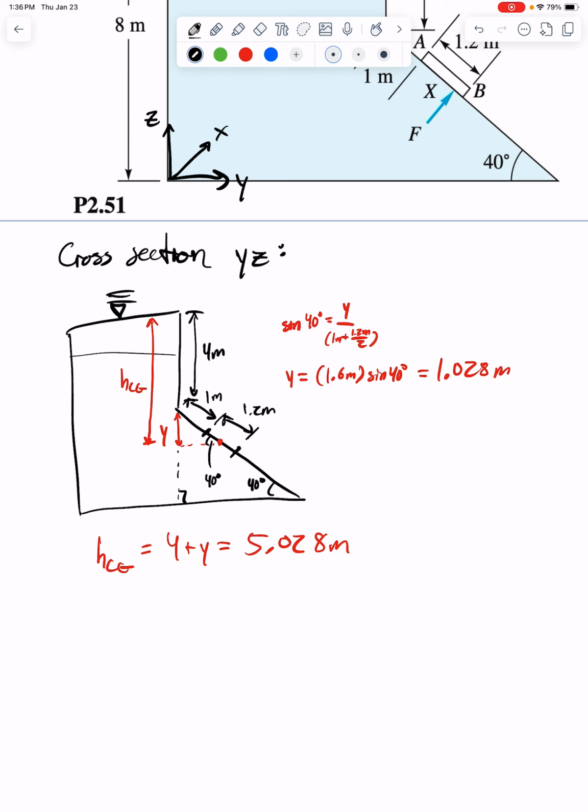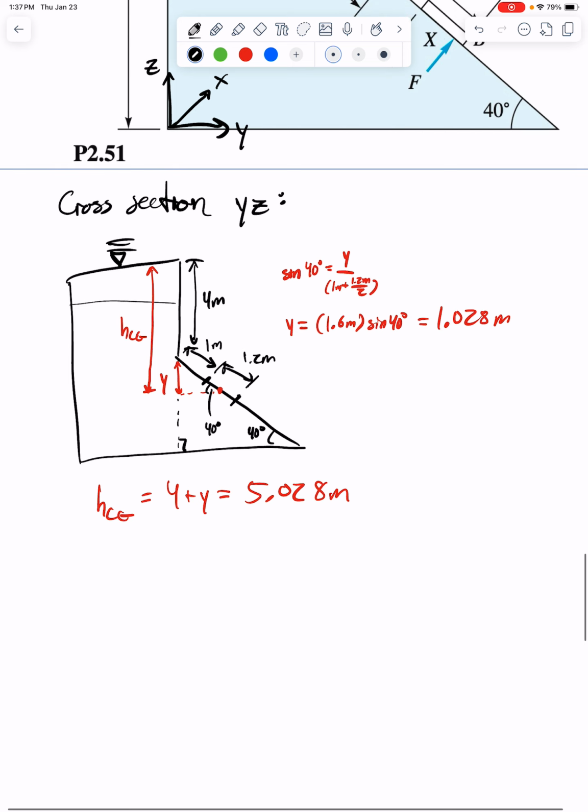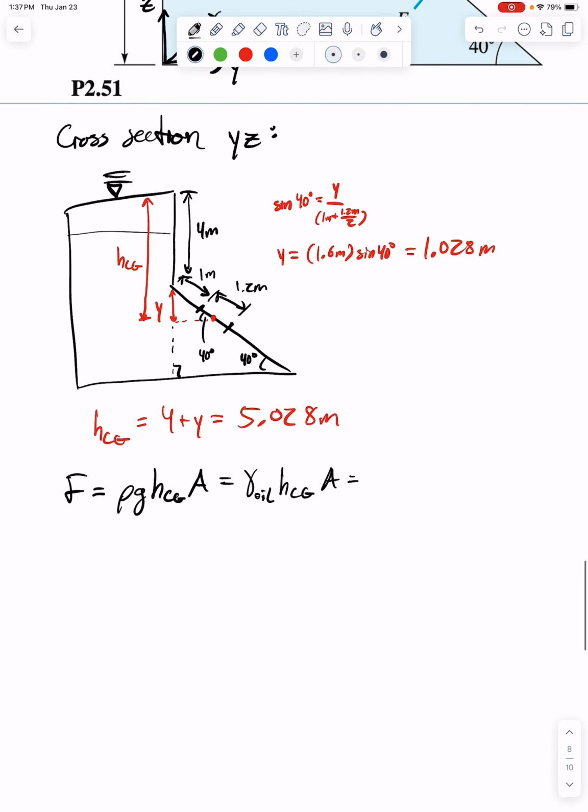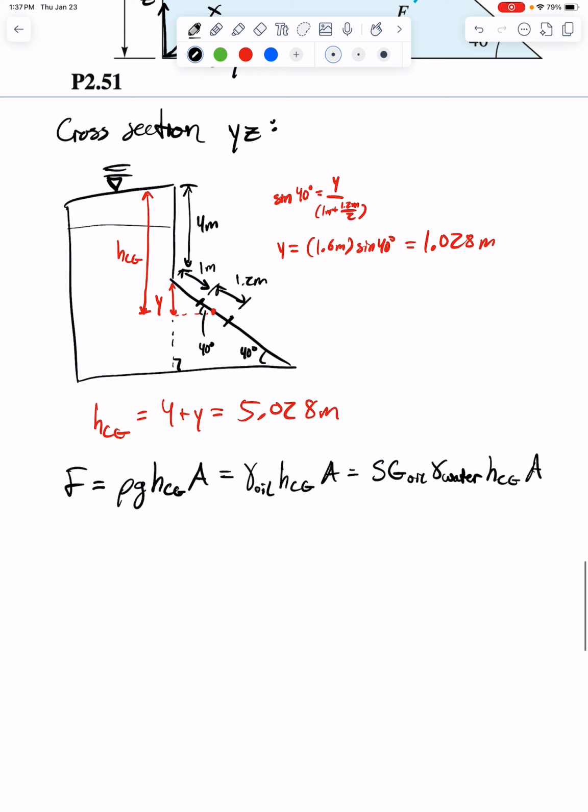The force acting on that gate is equal to rho g, height of the fluid column, multiplied by the cross-sectional area. We're going to simplify it down to specific weight, and this is oil times h_CG times A, which we can break up one more time using specific gravity.